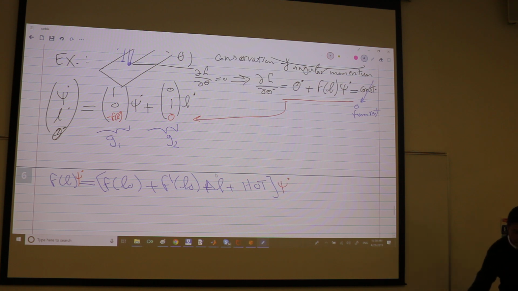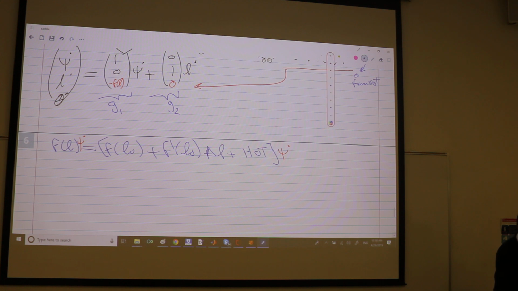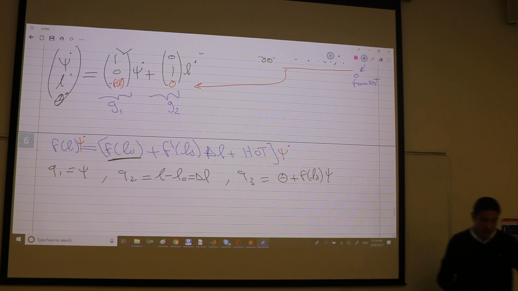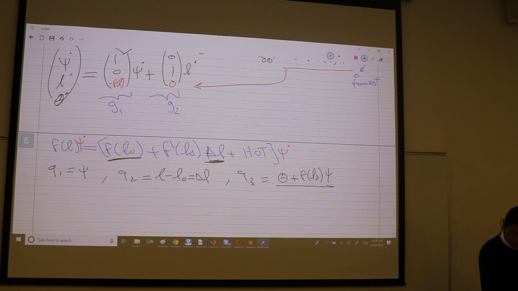And I will do the following. I will define my q1 to be epsilon, that's fine. q2 to be the change in the length. And q3 to be the following: I'll take theta plus this constant term multiplying psi, so that when I differentiate, this constant term goes away and I end up only with the linear term plus some higher order terms. And I'll even divide by the coefficient to have the coefficient be 1.